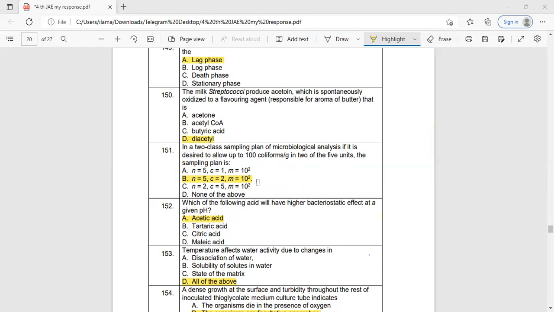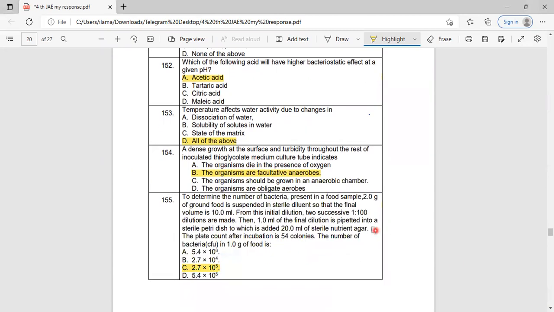Which of the following acids will have a high bacteriostatic effect? Acetic acid. And next, temperature affects the water activity due to changes in all of the above: dissociation of water, solubility of solutes in water, and the state of the matrix. Next, the dense growth at the surface and the turbidity through the rest of the inoculated thioglycolate medium culture tube indicates that the organisms are facultative anaerobes.